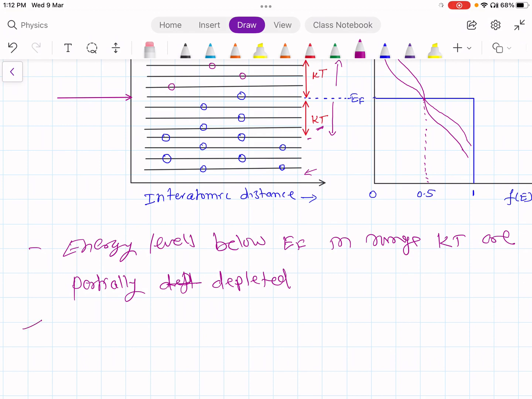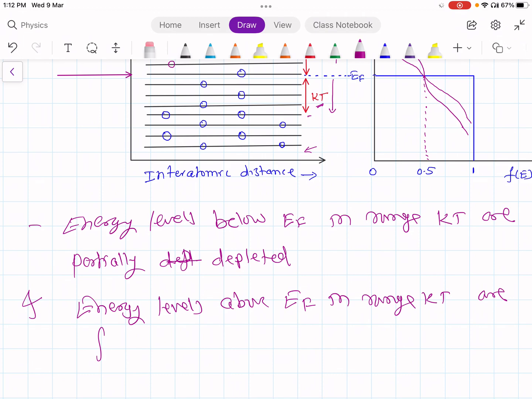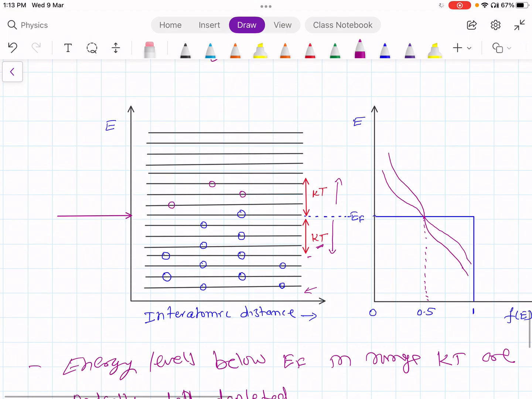Energy levels below EF are partially deflated and energy levels above EF in range kT are partially filled. When temperature was zero, all the energy levels above EF were vacant, and all energy states below EF were filled. But now, when the temperature is increased, in the range kT, some of the energy states below EF are not occupied, and some of the energy states above EF are occupied. So energy levels below EF are partially depleted and energy levels above EF are partially filled.